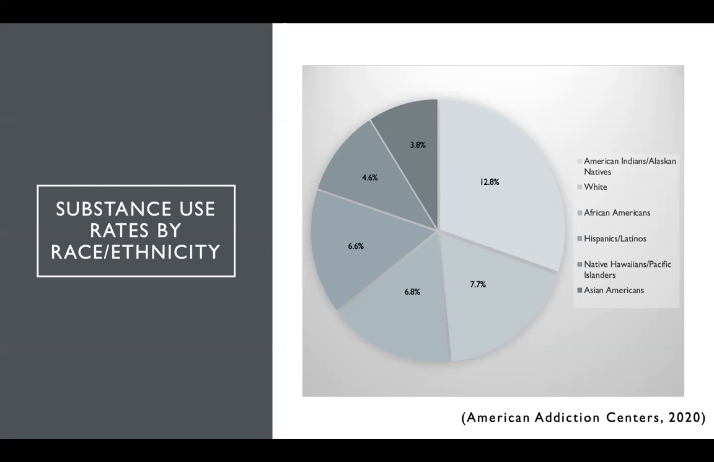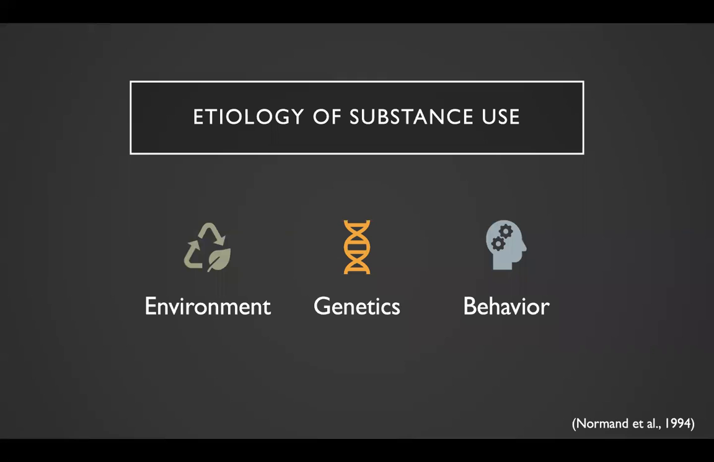While it's evident that substance use disorder affects all races and ethnicities, it's important to note that some are disproportionately affected more than others. When looking at the etiology or cause of substance use, the simplest way is to break it down into environment, genetics, and behavior. Environmental factors include laws and norms favorable to drug use, the availability of drugs, extreme economic deprivation, and neighborhood disorganization.